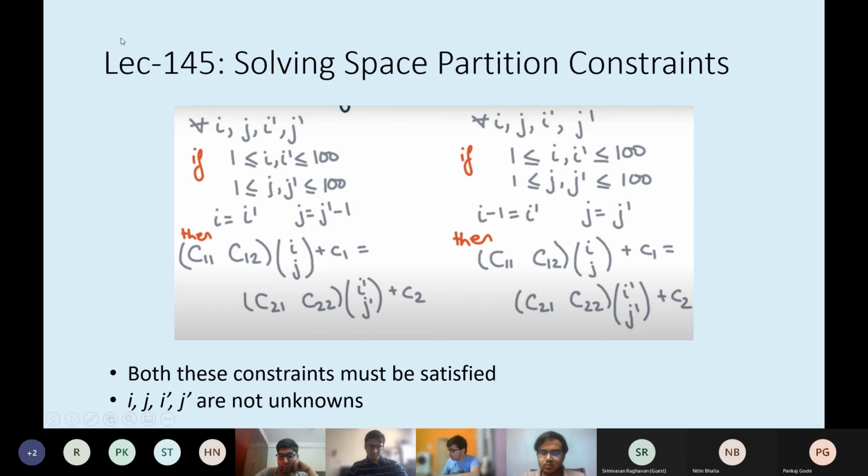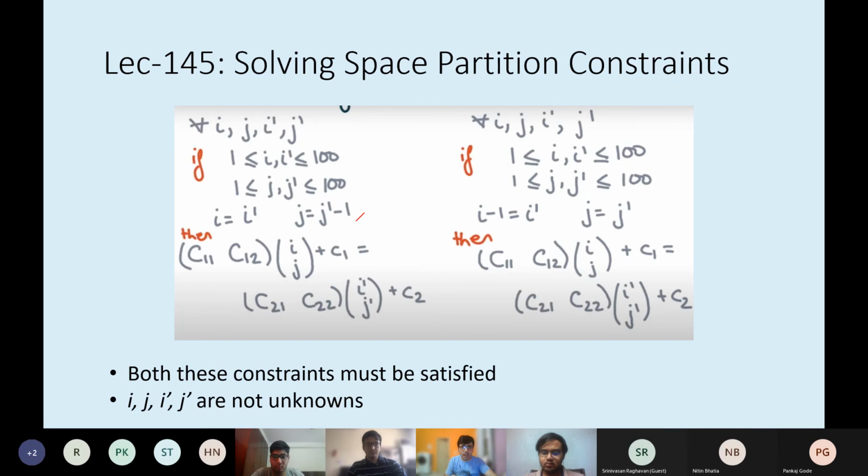We'll take a look at lecture 145 now, where we briefly discuss how we could potentially come up with an algorithm for solving these space partition constraints. So as we can see, these are the same two constraints that we got from both of the dependencies. These are the iteration space constraints, and these are the data dependence constraints. And these just say that they are mapped to the same process. Now both of these constraints must be satisfied. If there were more constraints, then all of them should be satisfied simultaneously.